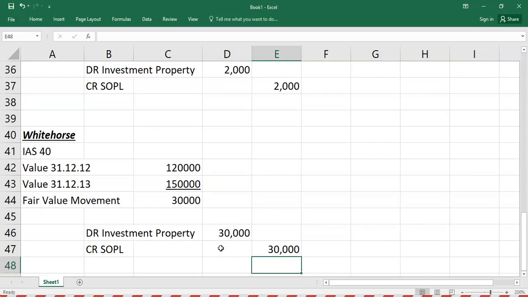And that is for Whitehorse. But just make sure you put down why you're doing that. It's IAS 40 and it's the fair value.